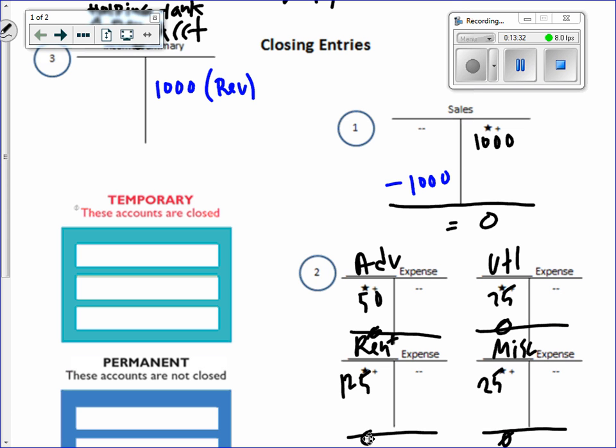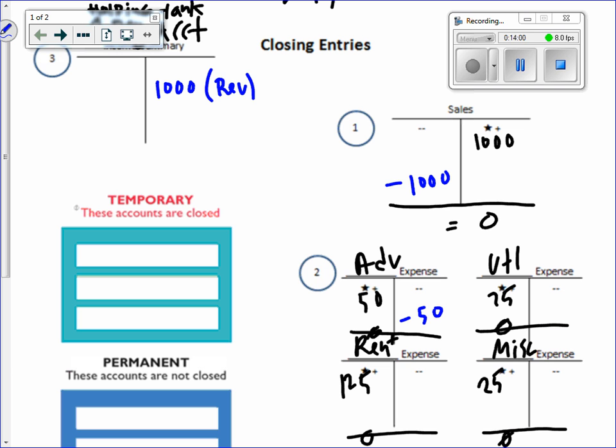Let's just start with, again, change pen colors. Let's start with advertising. If I started with a $50 debit balance that now is 0, am I going to debit or credit for 50 bucks? Credit. If I had debited it, it would have been a plus, and that 50 plus 50 is not 0. 50 minus 50 is 0.